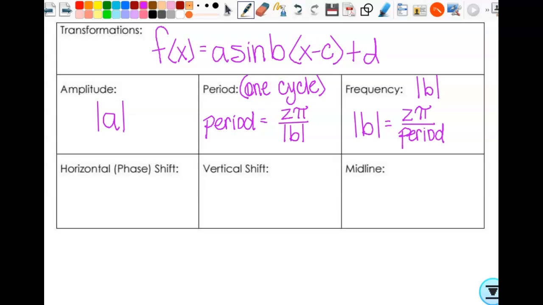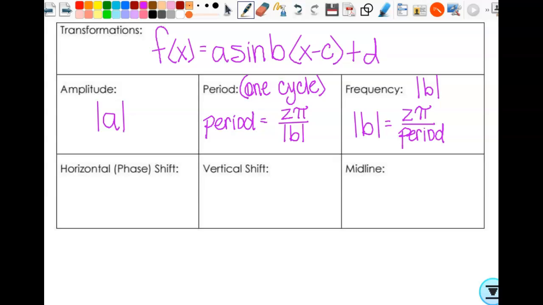Okay. So your B is still your horizontal stretch or compression. Let's say that B was 3. Okay, that would mean it would be a horizontal compression because X still lies, right? So I would do 2 pi divided by 3. So that means my period is now 2 pi thirds. So it happens a lot faster. It happens in 2 pi thirds units instead of 2 pi units. So it still gets compressed.